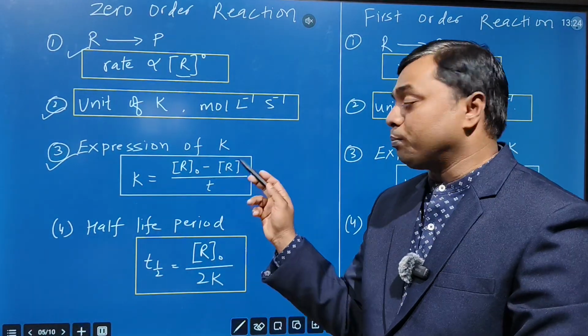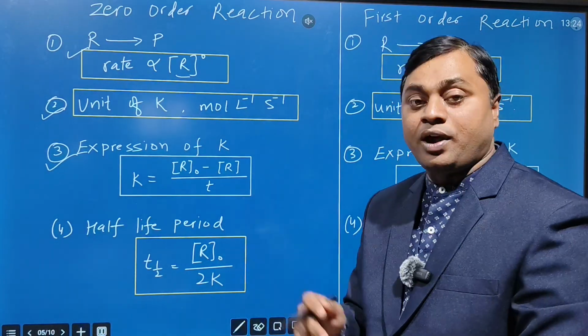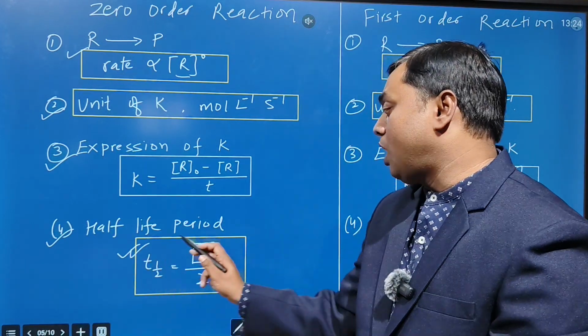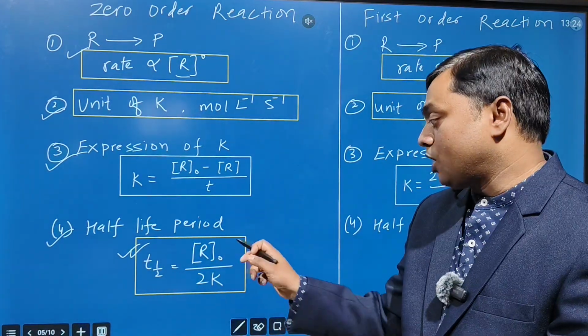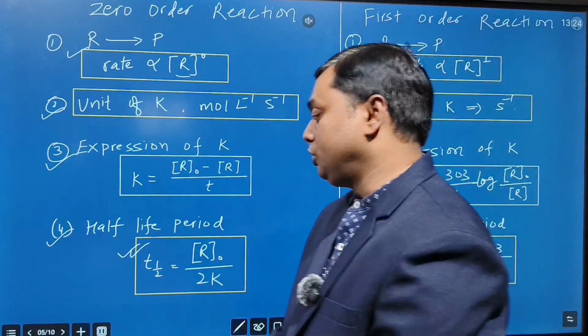Expression of K is what? K is equal to R naught minus R by T, where R naught is the initial concentration, R is the final concentration, and T is the time. And half life period T half is equal to R naught by 2K, where R naught is the initial concentration, K is the rate constant or velocity constant.